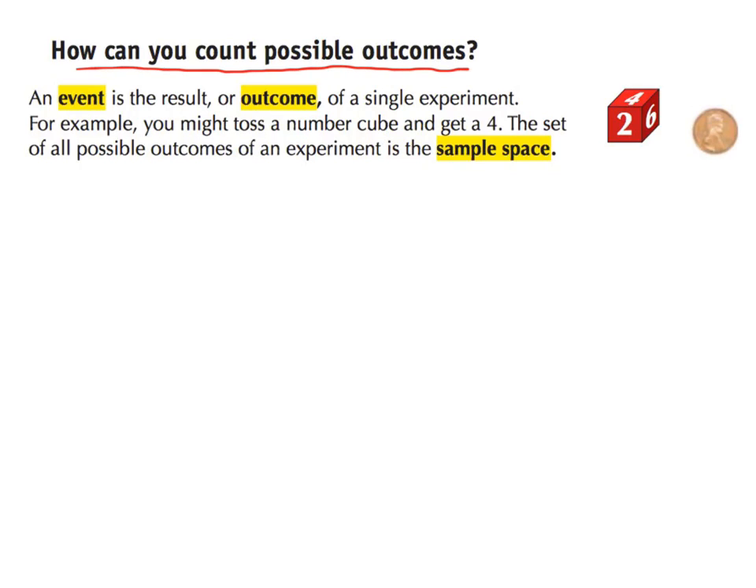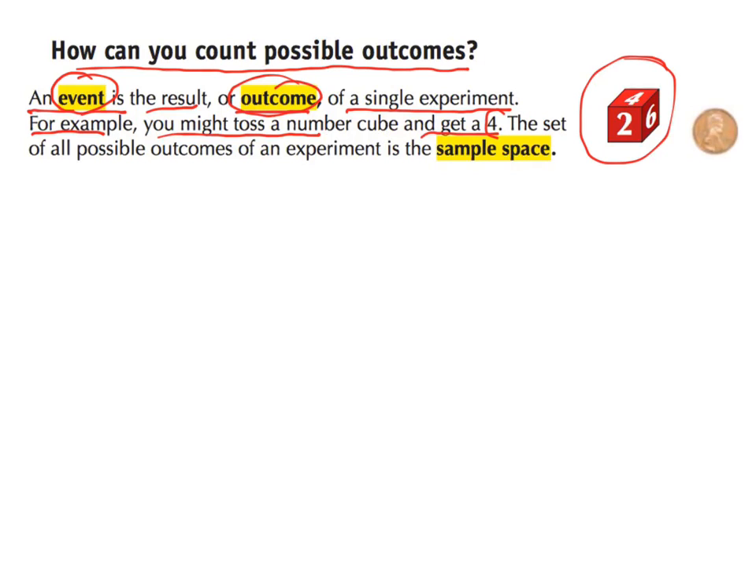How can you count possible outcomes? An event is the result or outcome of a single experiment. So when you do an experiment and see what you get, that is called an outcome of the experiment, or it is also called an event. For example, you might toss a number cube and get a 4. So 4 is the outcome of tossing the number cube, or 4 is the event of that experiment.